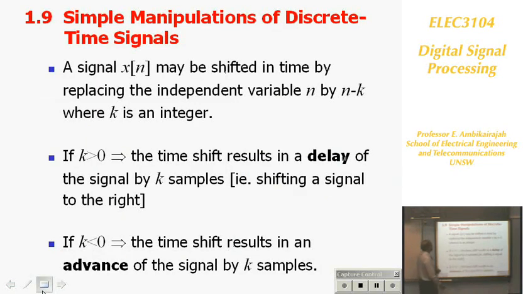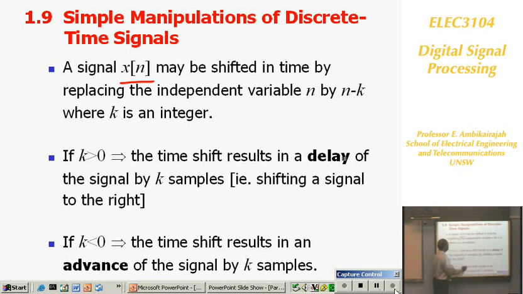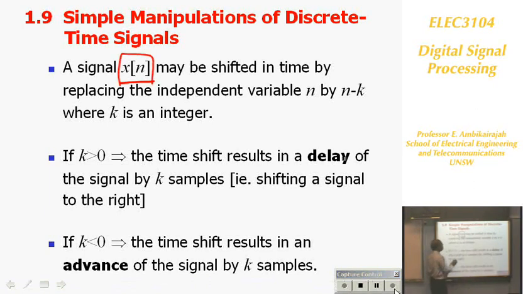So you want simple manipulation of discrete time signals. How do we manipulate discrete time? A signal x[n] may be shifted in time. So you take a discrete signal, and shifting it to the right is called delay, and shifting it to the left is called advance. If you shift them in time, it is n minus k.